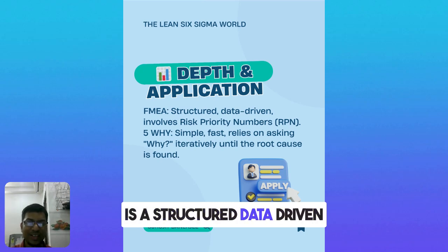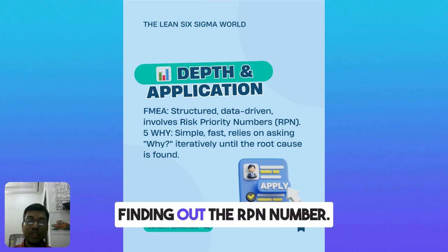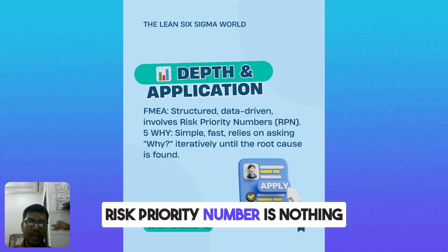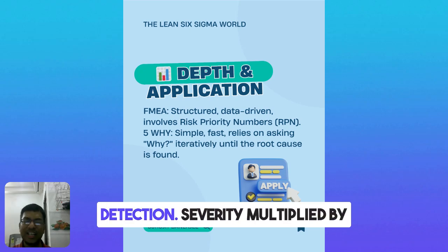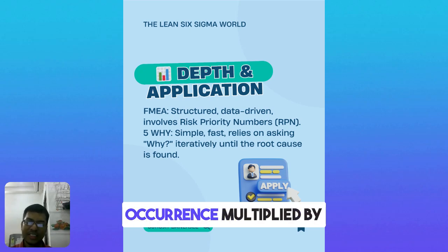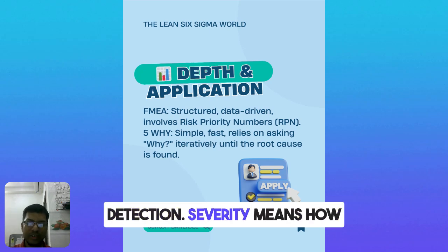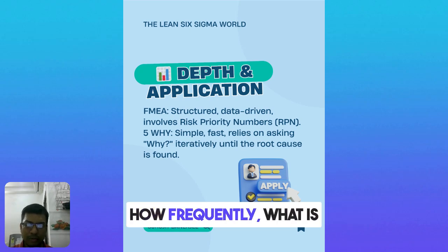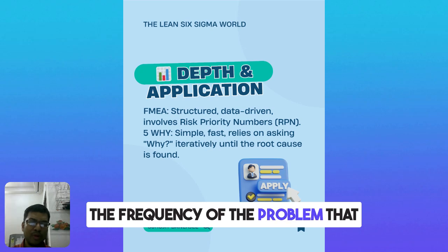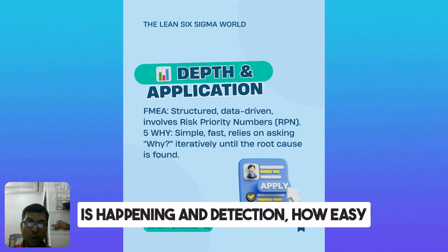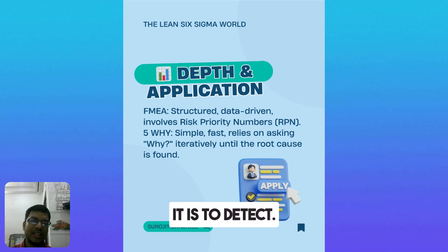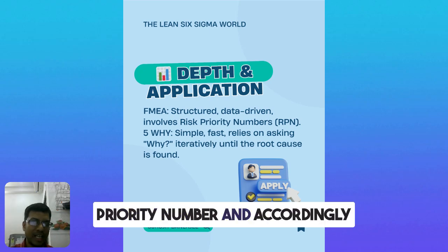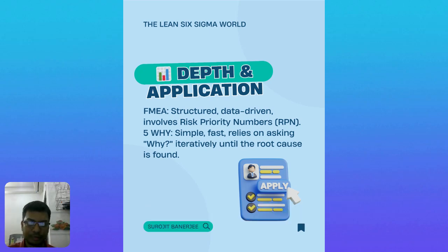FMEA is a structured, data-driven approach which involves finding out the RPN number. It is called the risk priority number. Risk priority number is severity multiplied by occurrence multiplied by detection. Severity means how severe the problem is. Occurrence is the frequency of the problem that is happening. And detection is how easy or how difficult it is to detect. Based on that, we find out the risk priority number, and accordingly it is used.